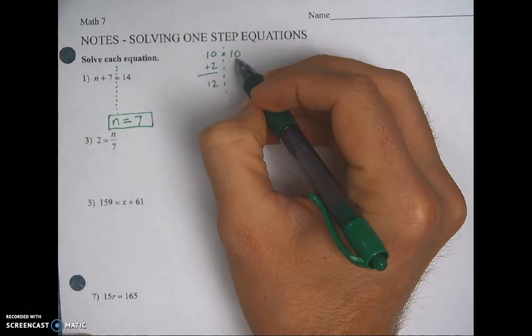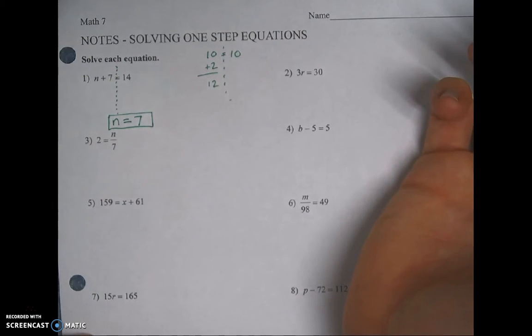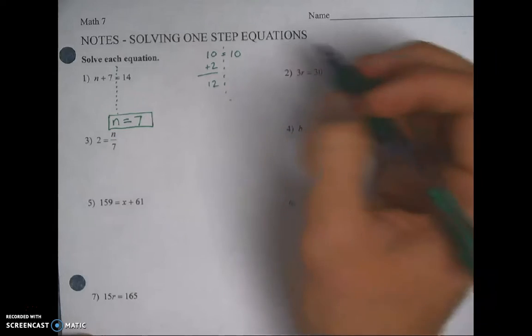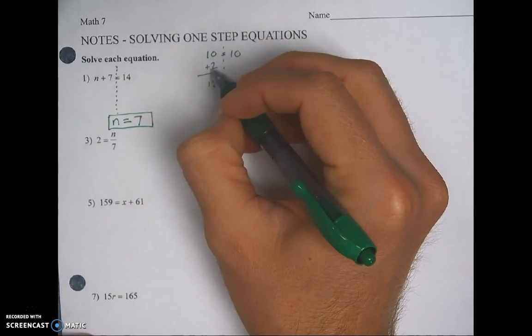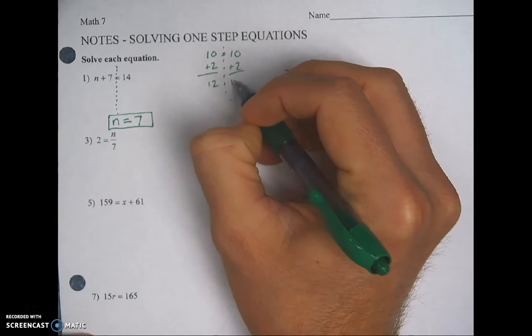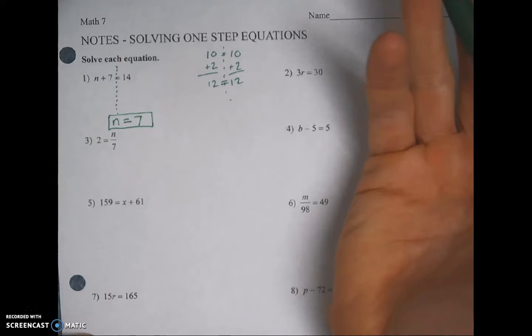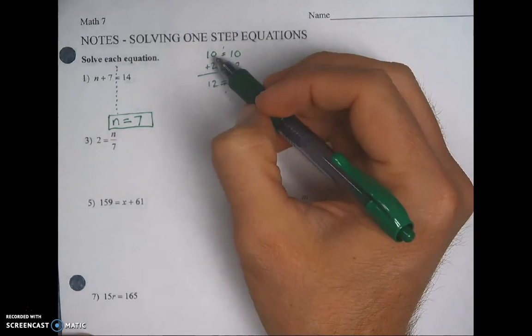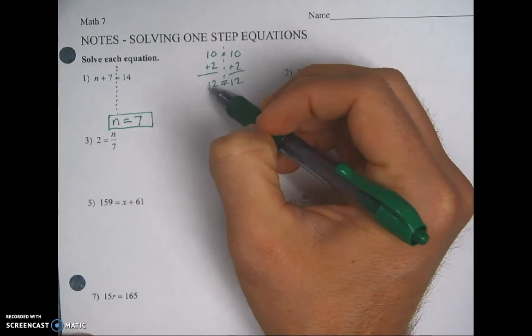If I left this side alone, now it says 12 equals 10, right? And that's no longer equal. The equality statement is no longer true. But if I add 2 to the left side and I add 2 to the right side, it now says 12 equals 12. Well, that's still true. So it doesn't matter what I do over here. As long as I do it on this side, it is still an equal statement.